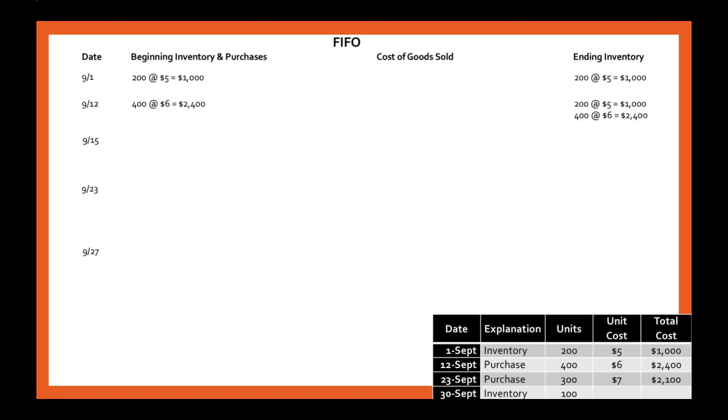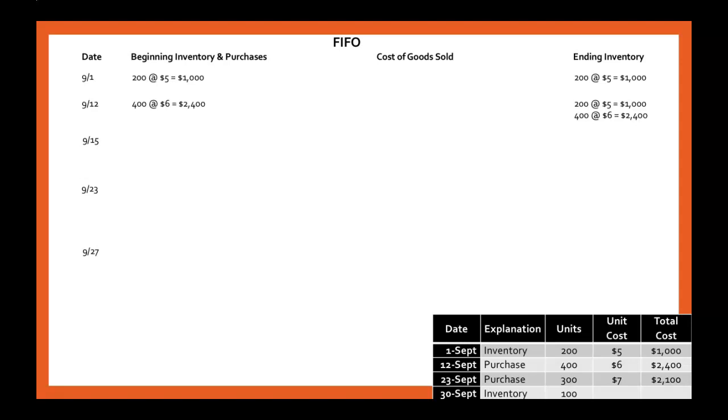Now we can take a look at what our ending inventory looks like. We ask ourselves, do we still have those 200 units at $5? Yes. We never sold any of those between the 1st and the 12th, right? So we want to rewrite out 200 at $5 equals 1,000 because we still have that in our inventory. And then below that, we can write out 400 at 6 equals 2,400, right?